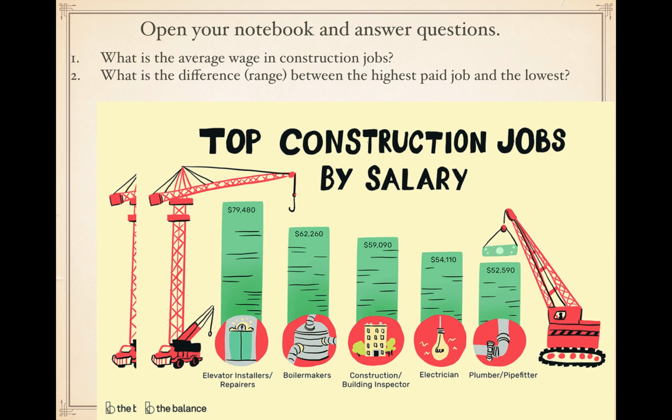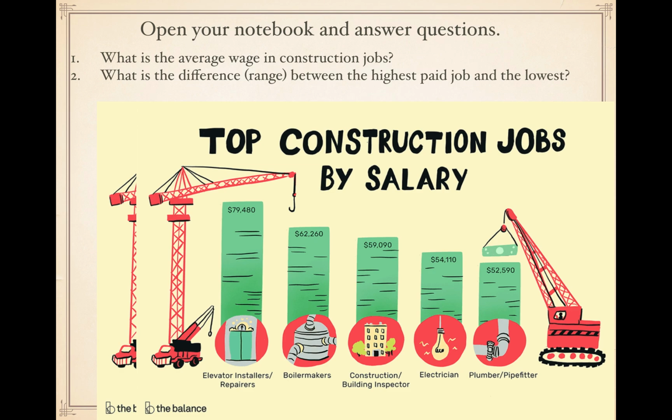Now, what you need to think about is what is the average wage in construction jobs? So all of these jobs. And then what is the difference range between the highest paid job and the lowest paid job? So these are the 2 questions I want you to think about. And then we will check the answers. So look at these. There are 5 sums or 5 different wages or salaries. And I want you to see if you can answer. So first of all, you need to find the mean. And then you find the range. Now, if you need more time, please pause this.